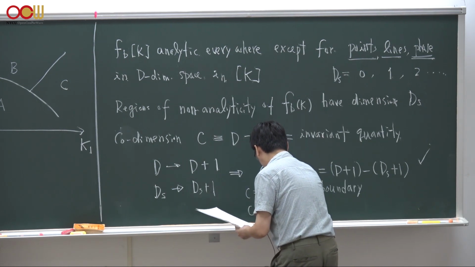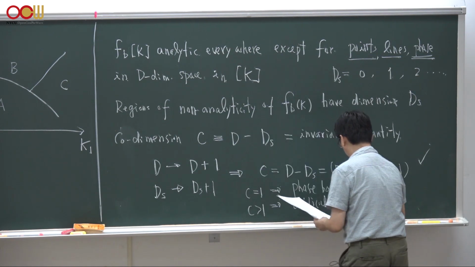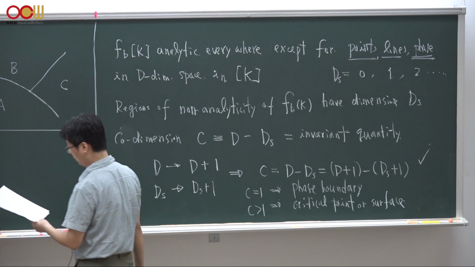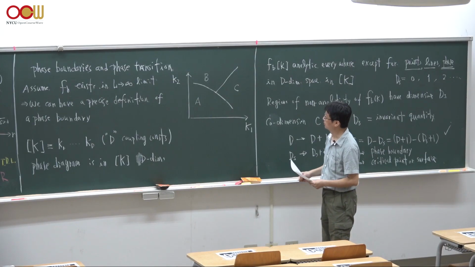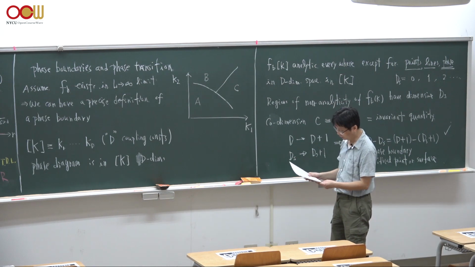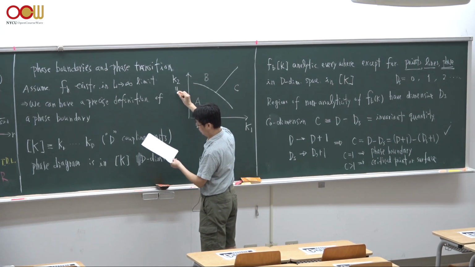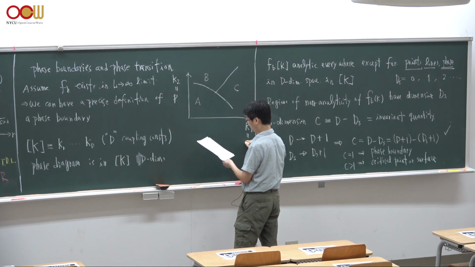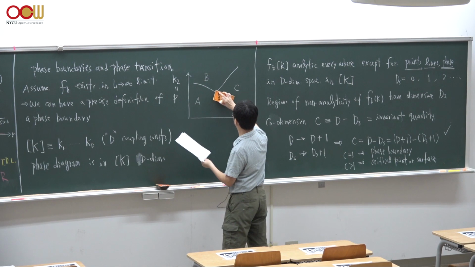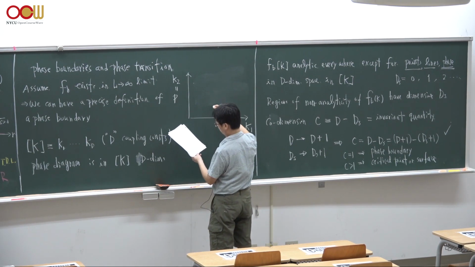But when c is greater than 1, it refers to some critical points or surface. So let's just go back to this example here in terms of a two coupling constant phase diagram. Say, for example, this K2 is some pressure, and K1 is some temperature. So let me just redraw this phase diagram of a liquid gas transition.